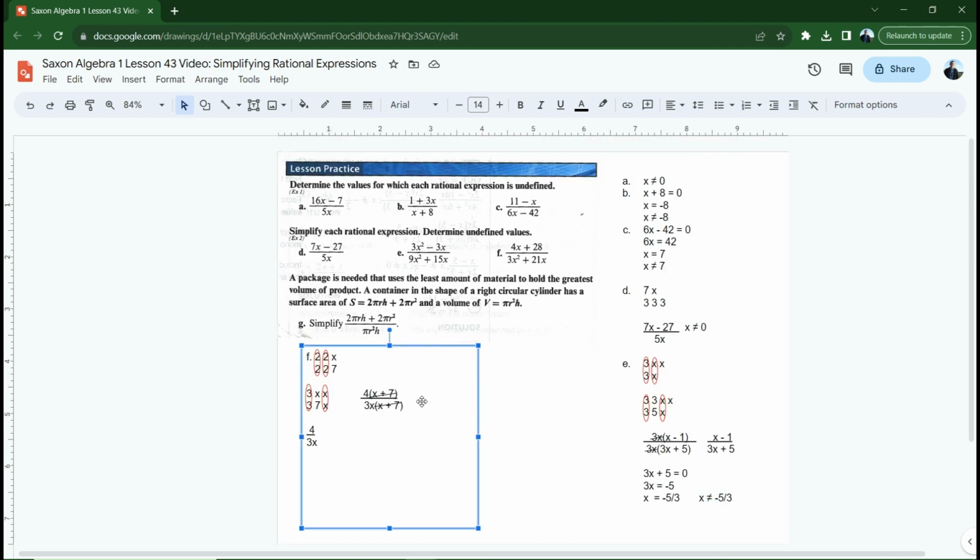Just by inspection here, I noticed that x cannot be 0 because 0 is the one that's on the denominator here.